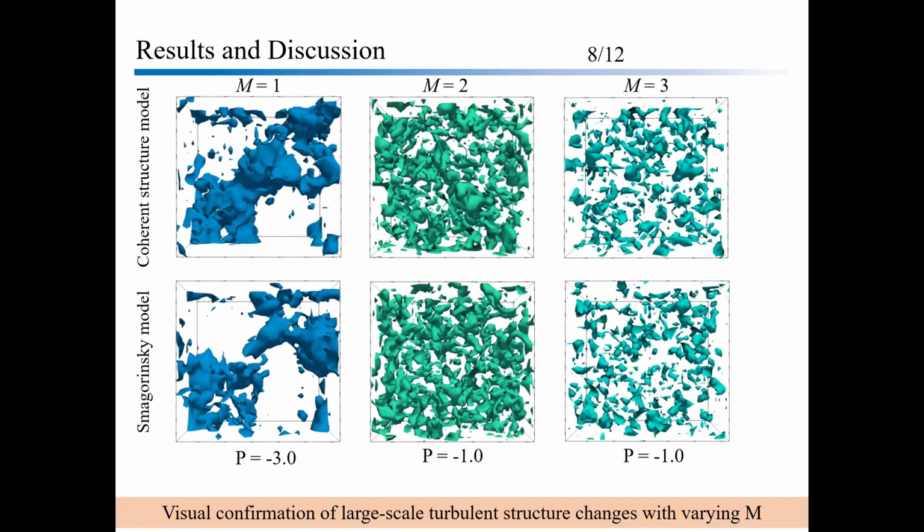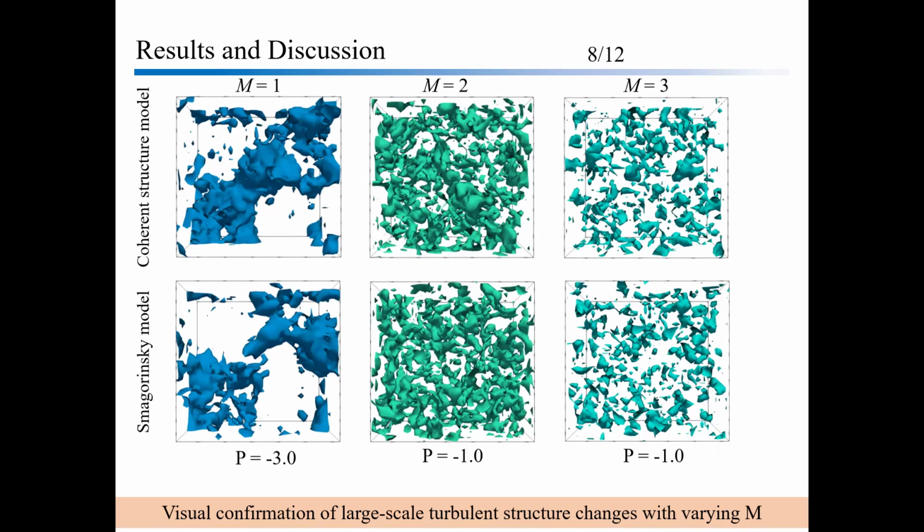Numerical visualization is used to show differences in large-scale turbulence structure. Figure 4 shows the isosurface of the negative instantaneous pressure fluctuation, with P equal -3 for m equal 1, and P equal -1 for m equal 2 and 3, based on mean turbulent kinetic energy difference.